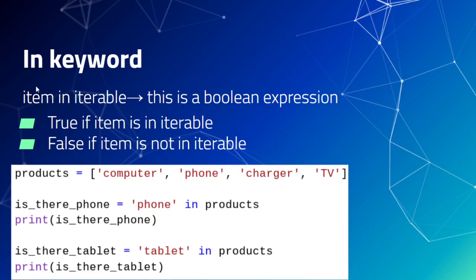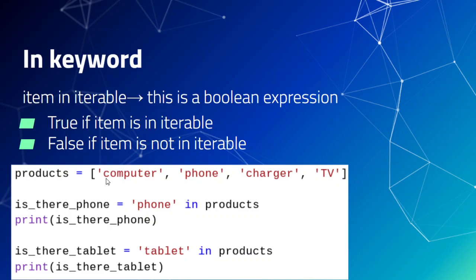So if we have something that looks like this, item in iterable, this is actually a Boolean expression, and it will return true if the item is in the iterable, and it will return false otherwise if it's not in the iterable. Let's take a look at an example with lists.